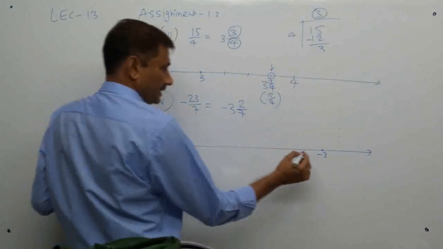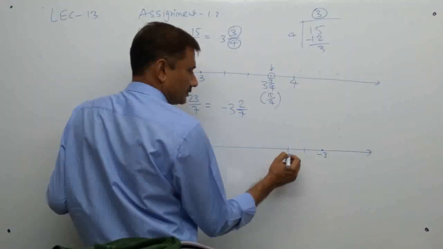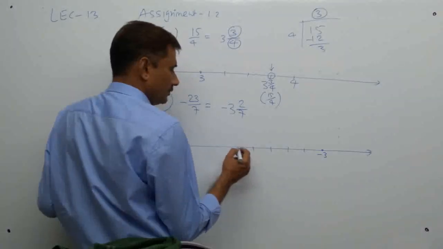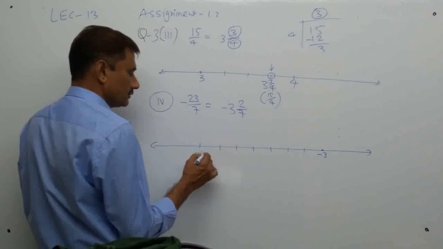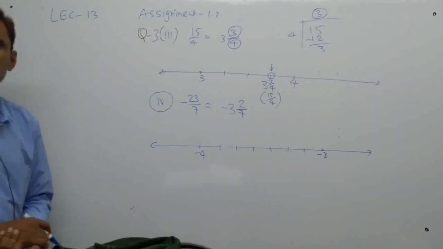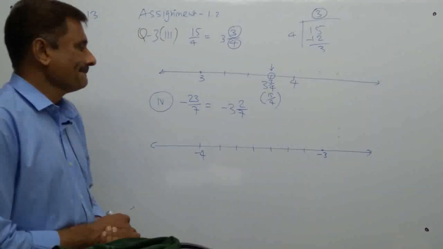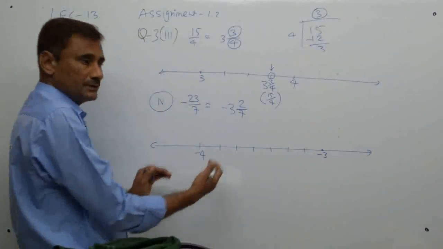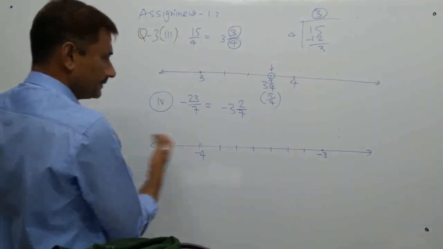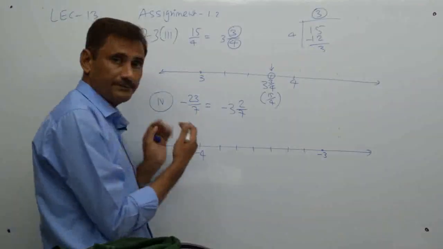So now 7 gaps should be there. So 1, 2, 3, 4, 5, 6, 7. And here will be minus 4. Okay. But don't go that side because these are negative. So they are increasing that way, increasing in magnitude that way.